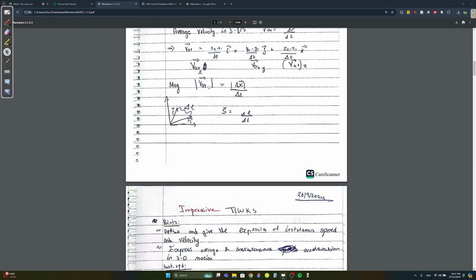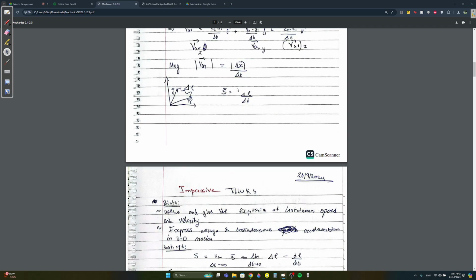And then the magnitude is just the magnitude of delta r over delta t. Yeah, just find the magnitude of this. Just radical x squared, y squared, and z squared.